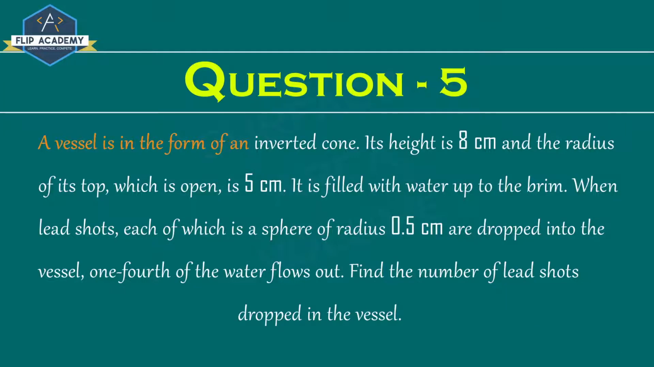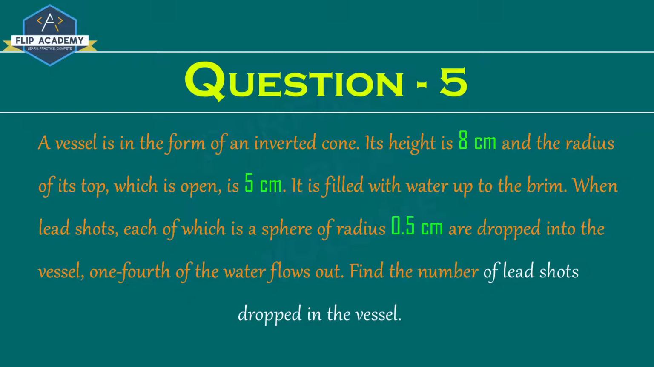Surface area and volume exercise 13.2 question number 5. A vessel is in the form of an inverted cone. Its height is 8 cm and the radius of its top, which is open, is 5 cm. It is filled with water up to the brim. When lead shot, each of which is a sphere of radius 0.5 cm, are dropped into the vessel, 1/4 of the water flows out. Find the number of lead shot dropped in the vessel.